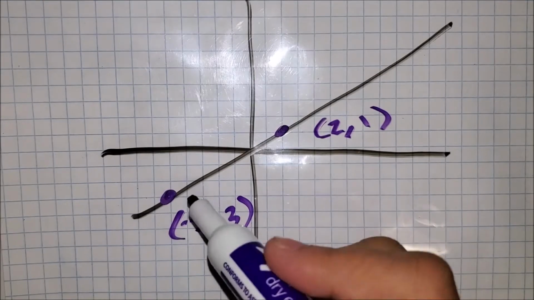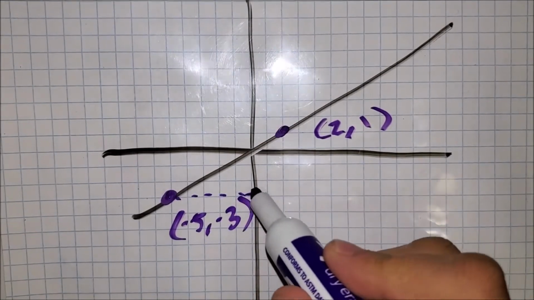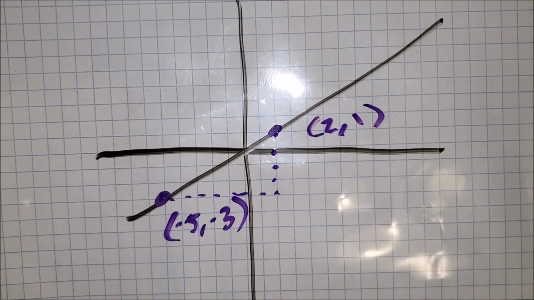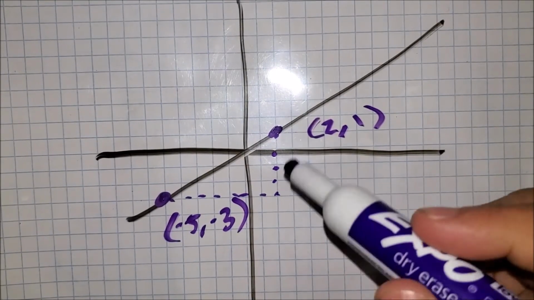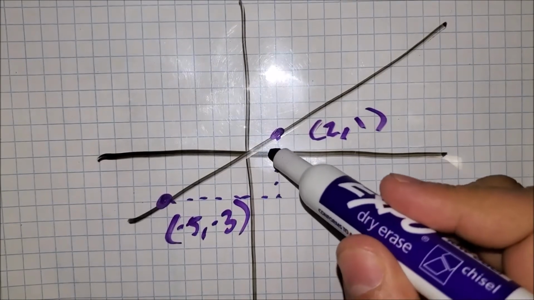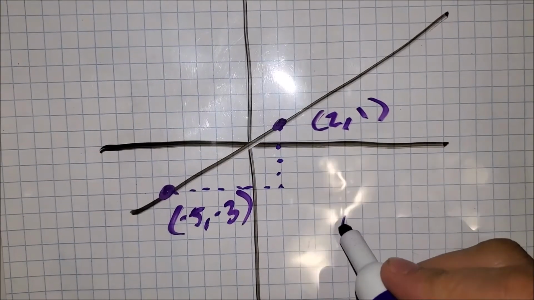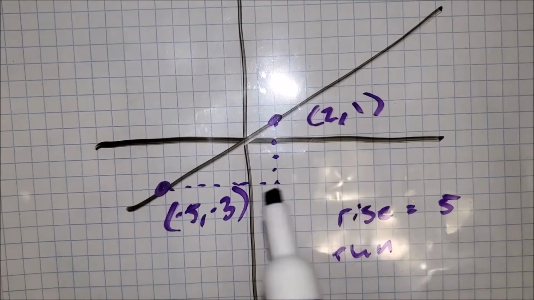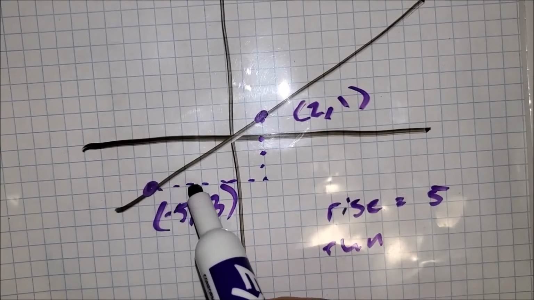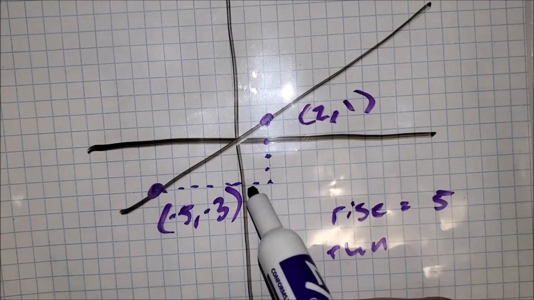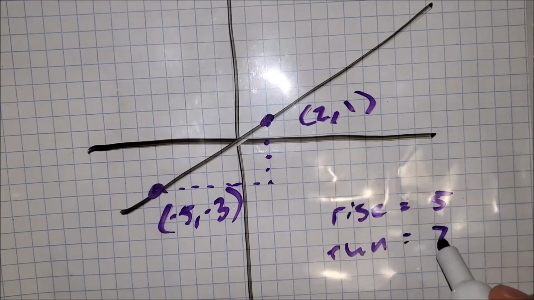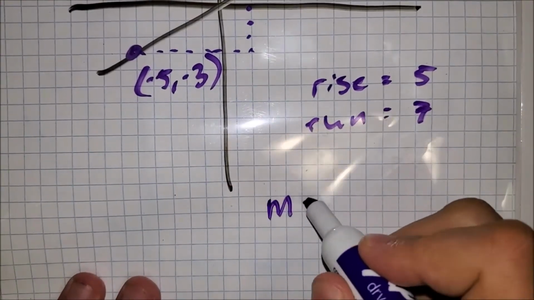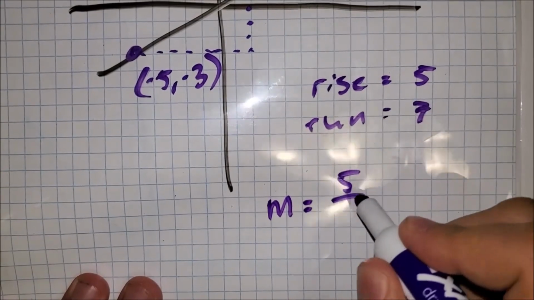So if we look here, we can trace a triangle here, connect the dots that way. And we have a rise of 5. So rise equals 5. And our run is going to be 7. So this means that slope, m, is 5 over 7.